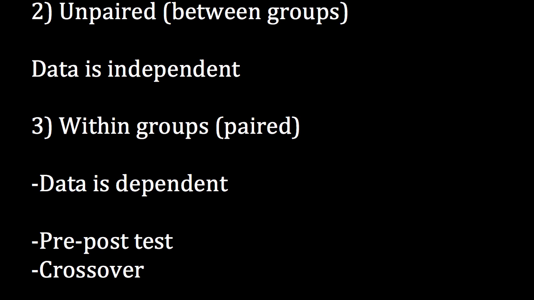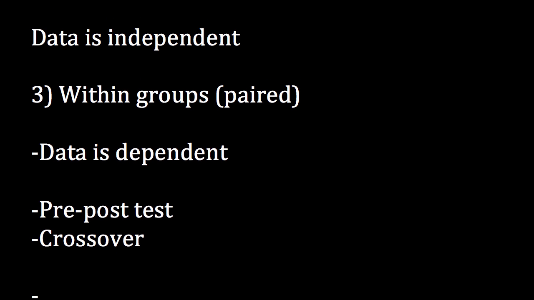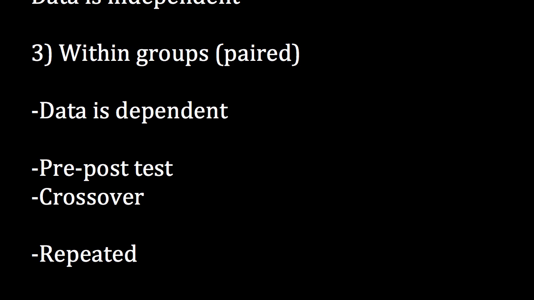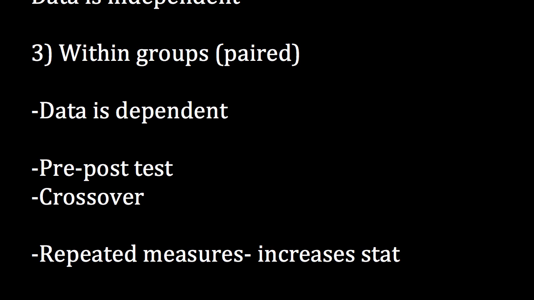In the crossover study, a patient is on a medication. They will go through some type of washout phase, and then they'll be put on either the other medication or a placebo. Vice versa, patients that were on a placebo will be put on the active medication. This is also known as repeated measures. Repeated measures increases statistical power and reduces error.